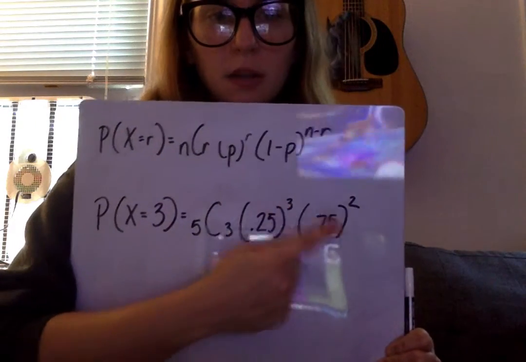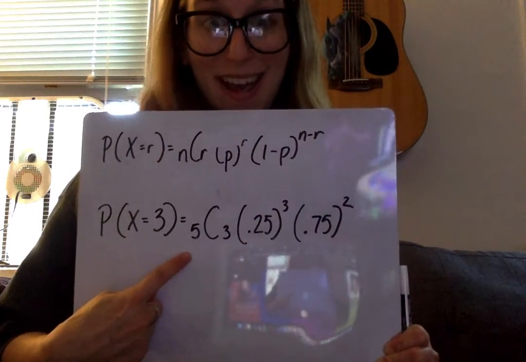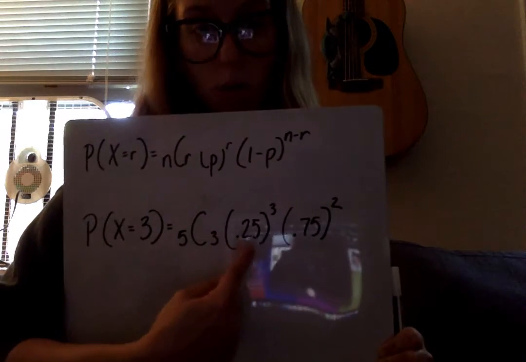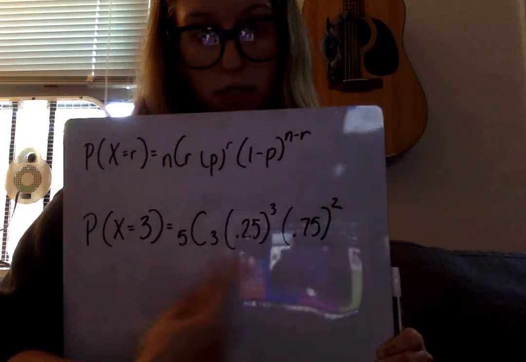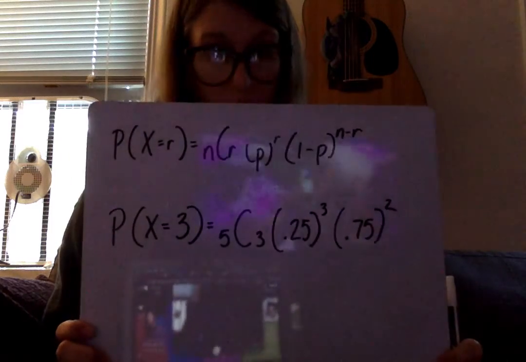So these exponents need to add up to n. If they don't add up to n, you did something wrong. So the 3 will always be here, and then 5 minus 3, 2. Done. And then from here, you just calculate.